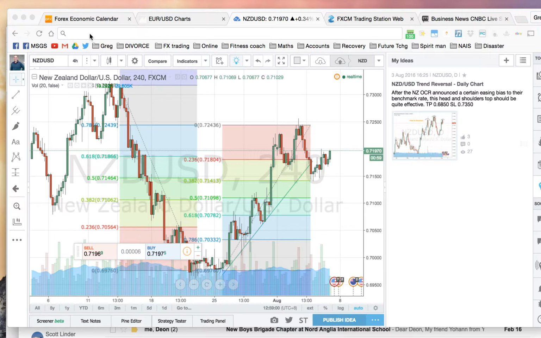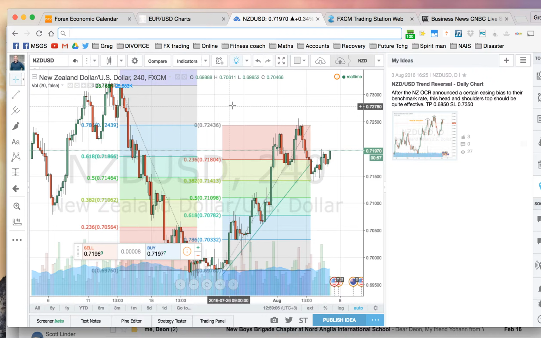It's with tradingview.com. TradingView, and I have one of my ideas published on here. So basically this is the New Zealand dollar 4-hour chart. I mean 240 minutes, so that's 4 hours. Each candle here, open, close, the low point, the high point, is 4 hours. So you look at different time frames, you look at different patterns, and you try to analyze where the movement will go next.